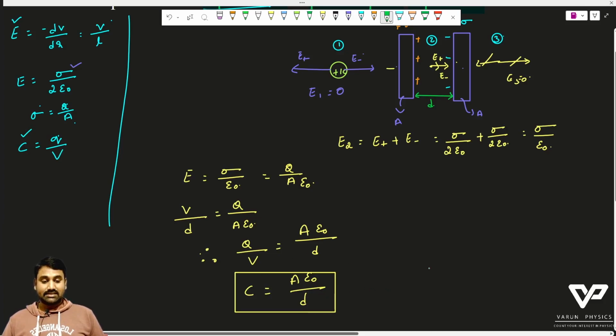C is independent of Q and V. C has no relation to Q and V; it is a completely physical parameter. We have to say what its capacity is. So C is directly proportional to the area of the plates. As the area of the plates increases, the surface charge density increases, so it depends on the area of the plates. C is inversely proportional to the distance between the plates. And C is proportional to the dielectric.